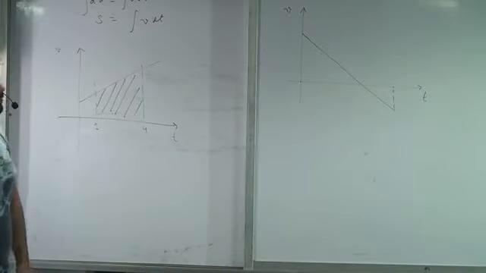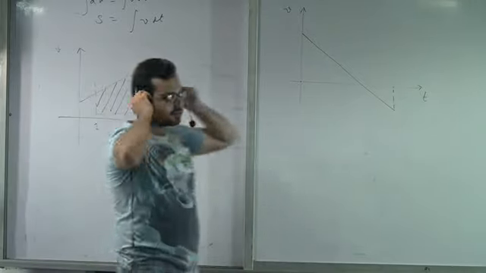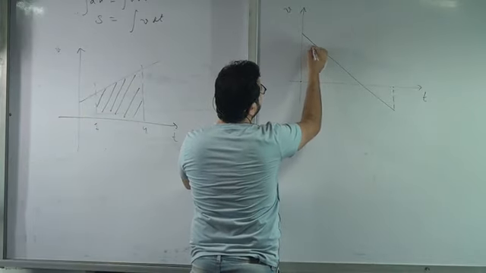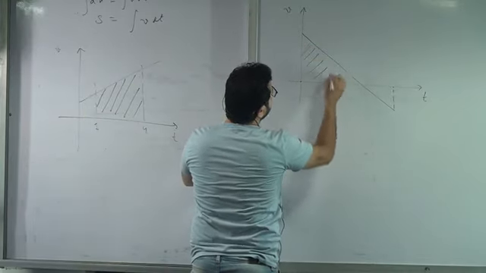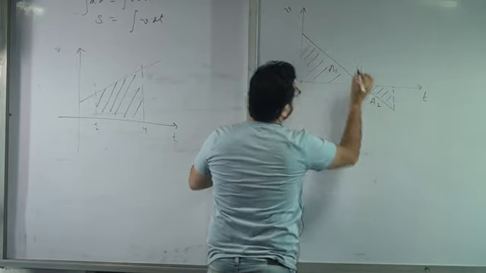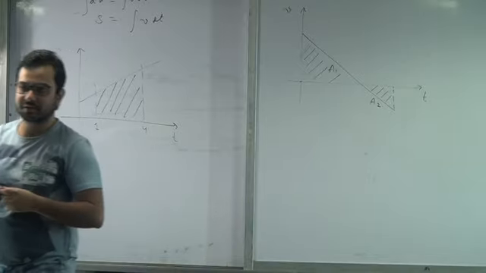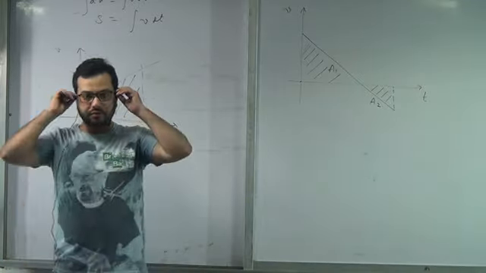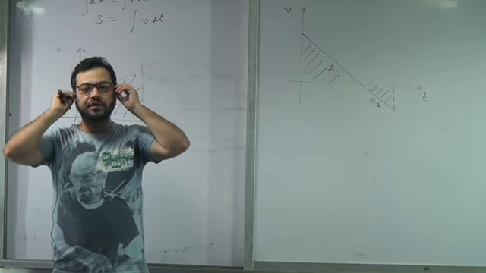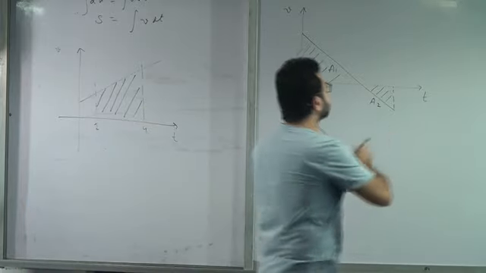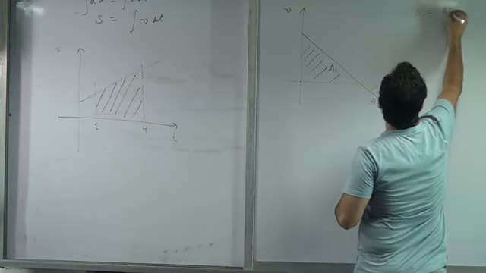Okay, so this is the VT curve. How do I find the displacement? Let's call this area A1, let's call this area A2. Now tell me what will be the displacement? A1 minus A2 or A1 plus A2? I'm trying to find out the displacement. A1 minus A2, you're absolutely right. So the displacement will be A1 minus A2.